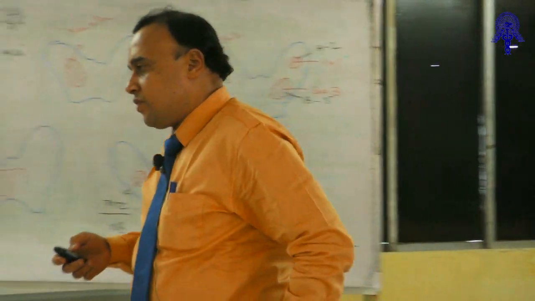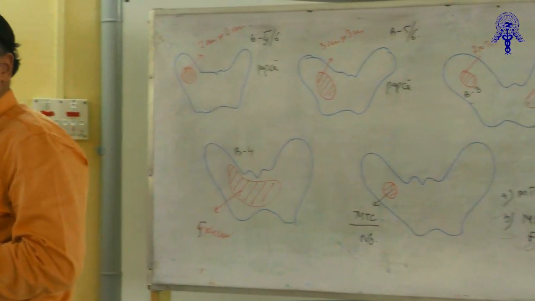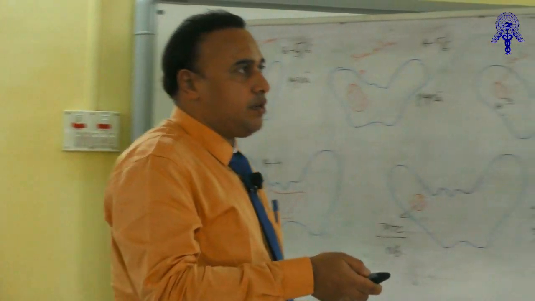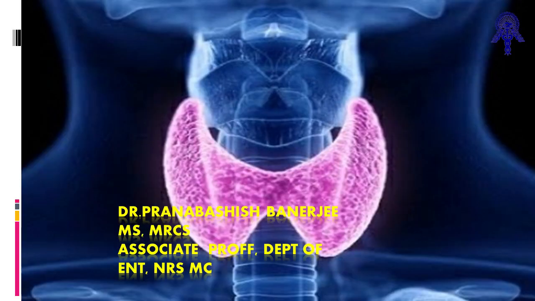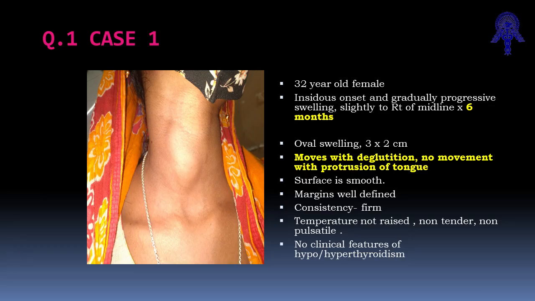Hello, good afternoon. Starting from where Jana sir has ended up, this is a sort of case which you are going to get in the examination. There is a 32-year female. This is the history: insidious onset and gradually progressive swelling, slightly to the right of midline for last 6 months. Oval shaped swelling, 3 by 2 centimeter. As Jana sir re-emphasized, it moves with deglutition, no movement with protrusion of tongue.